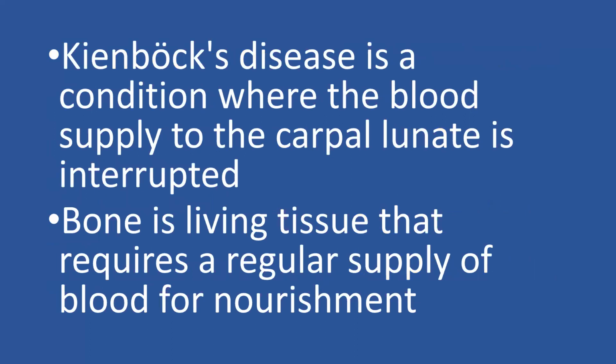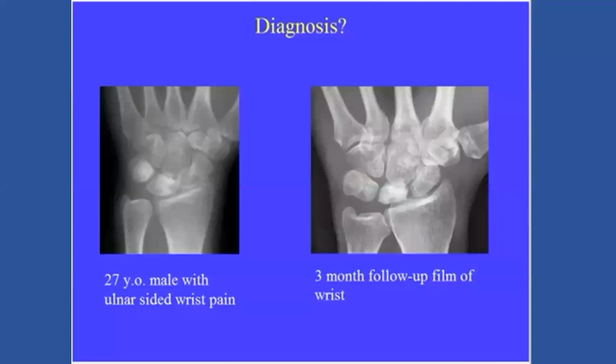Kienböck's disease is a condition where the blood supply to the carpal lunate is interrupted. Bone is living tissue that requires a regular supply of blood for nutrition or nourishment. This shows you Kienböck's disease in a 27-year-old male with ulnar-sided wrist pain. A 3 months follow-up film of the wrist shows that there's an increased density.